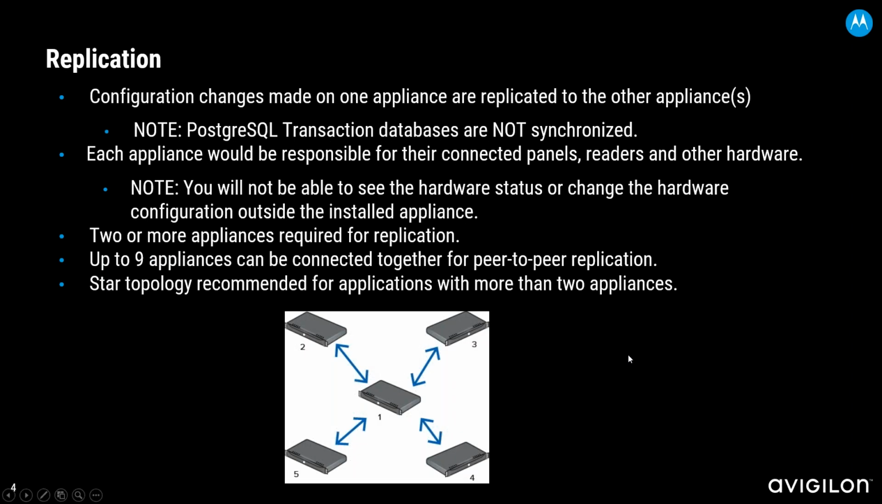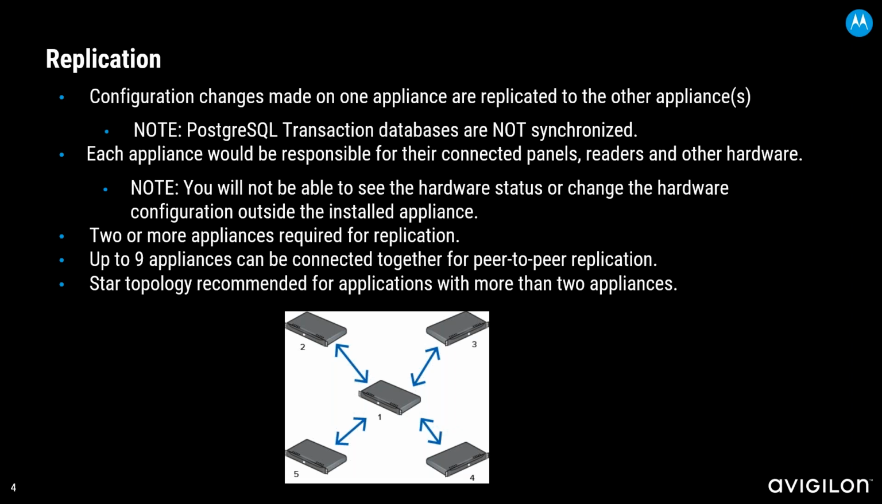Okay, so let's talk a little bit more about replication. So as I mentioned before, when you have two appliances or even more, you're not limited to only two appliances. You could do up to 9 appliances and replicate those. When you do that, if you make a change on one of the appliances, it's going to replicate to the other.